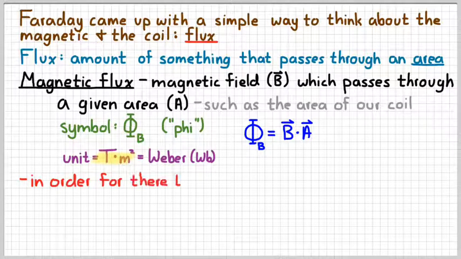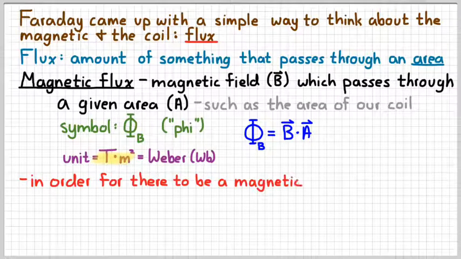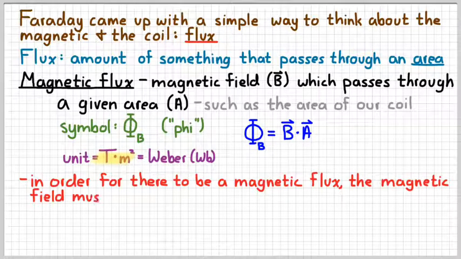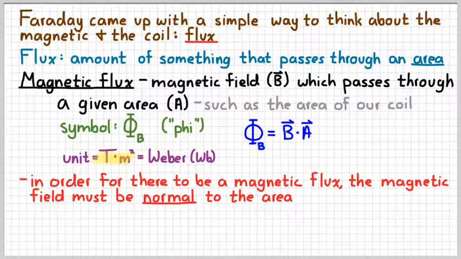So, last thing, in order for there to actually be a magnetic flux, the field and the area have to be normal to each other. Remember, normal is a fancy word meaning perpendicular to a surface. And so I'm going to put a little perpendicular sign underneath the B to make sure we remember that they have to be perpendicular to each other.